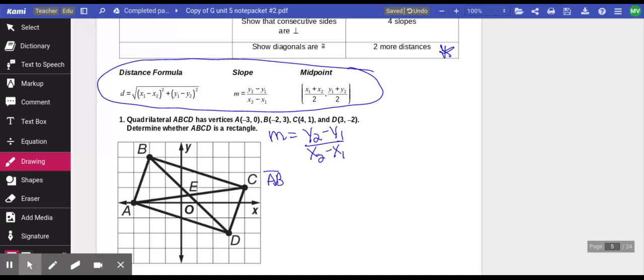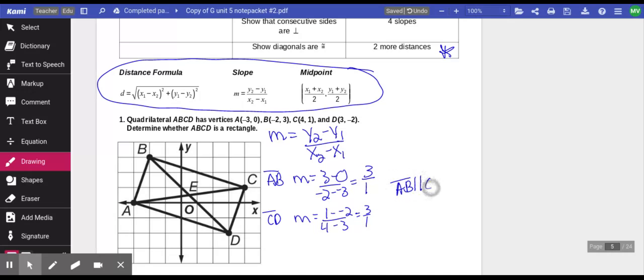So the slope of AB is 3 minus 0 over negative 2 minus negative 3. So that's 3 over 1. And then AB and CD should be the same. So next I'm going to do the slope of CD. That's 1 minus negative 2 over 4 minus 3, which is also 3 over 1. So then I can say that AB is parallel to CD, same slope.